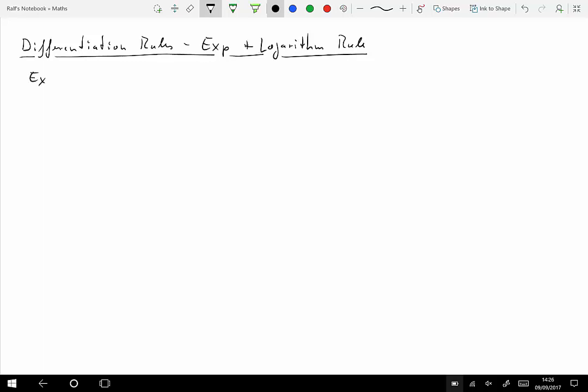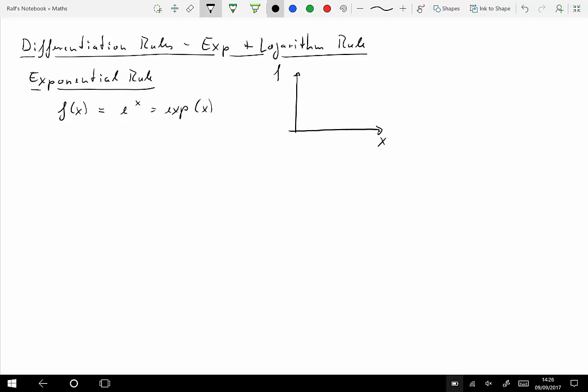In this clip we'll go through two very important differentiation rules: the rule to differentiate exponential functions, which is what we're going to start with, and then how to differentiate log functions. We'll start with the rule. If we have a function f of x which is equal to the exponential of x, that can be written in these two ways and graphically represented by this exponential function.